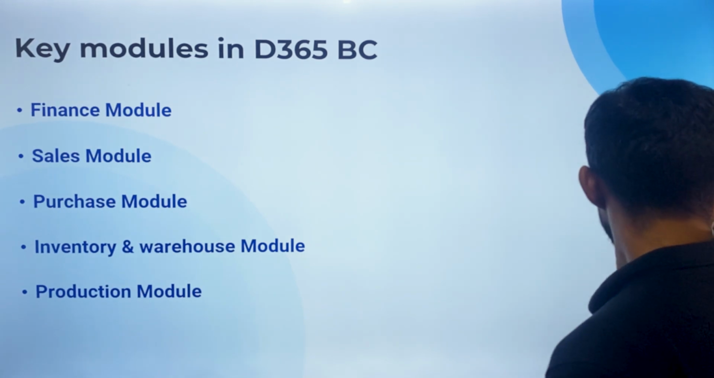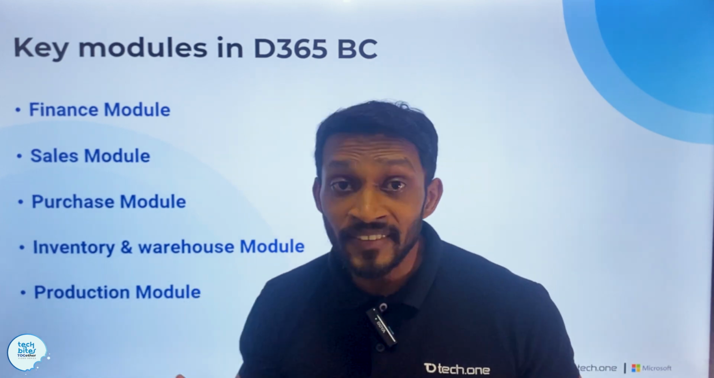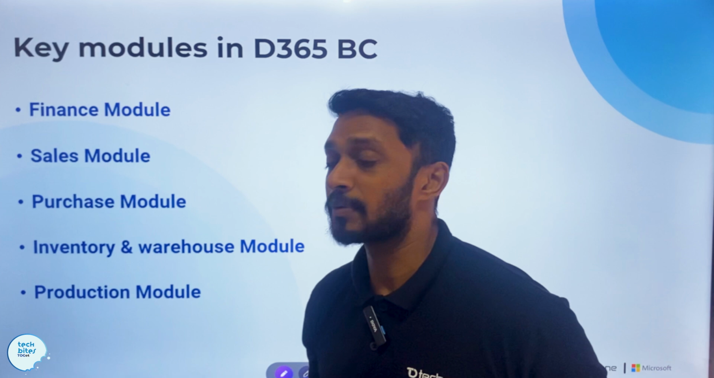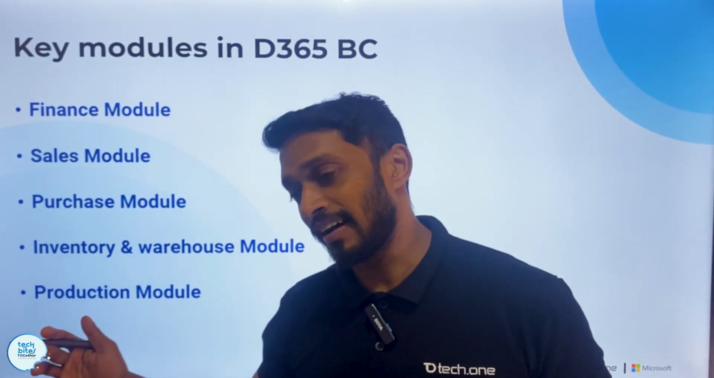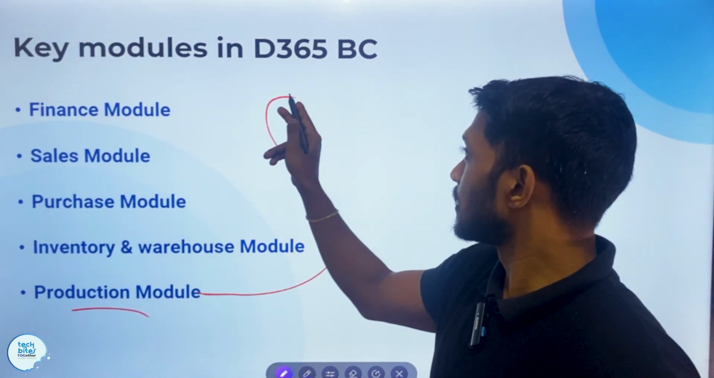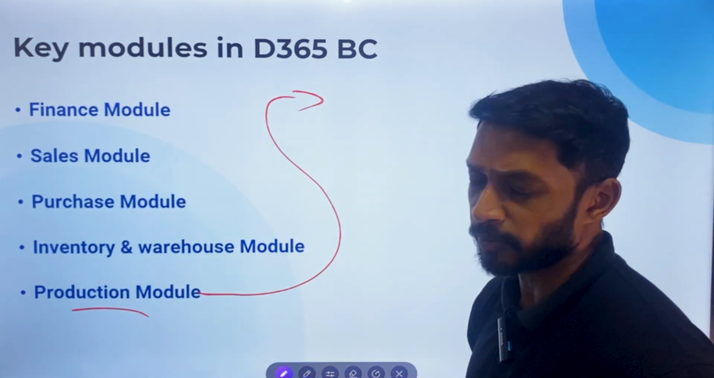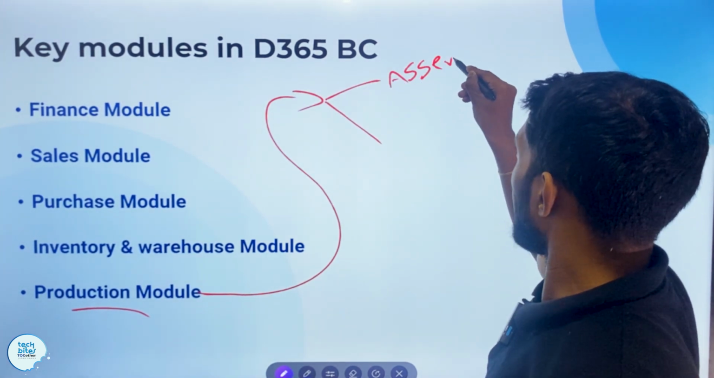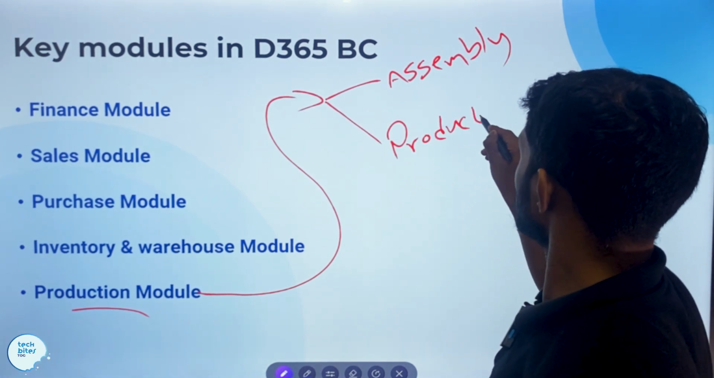Right, then the last one, the production module. Something very important, very interesting, as well as very complicated to implement in ERP systems, whether it is Dynamics or whatever ERP system. The production module is the most difficult process to implement. In Business Central, we have two options: one is the assembly option, and the other is the production order option.